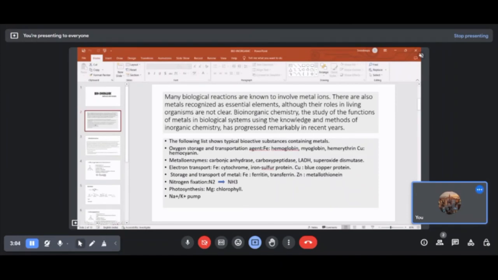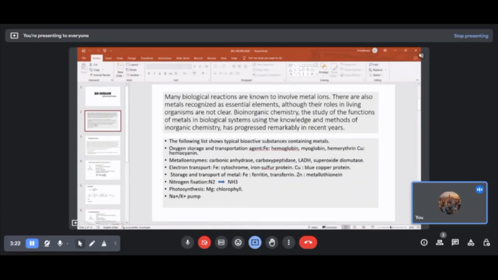Now let's move on to metalloenzymes. We are discussing four types of metalloenzymes: carbonic anhydrase, carboxypeptidase, catalase, superoxide dismutase. We will discuss these metalloenzymes in a broad spectrum later. So let's skip this and move on to electron transfer.